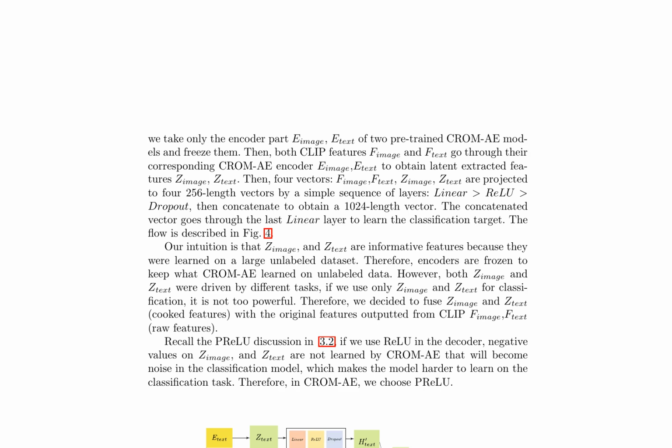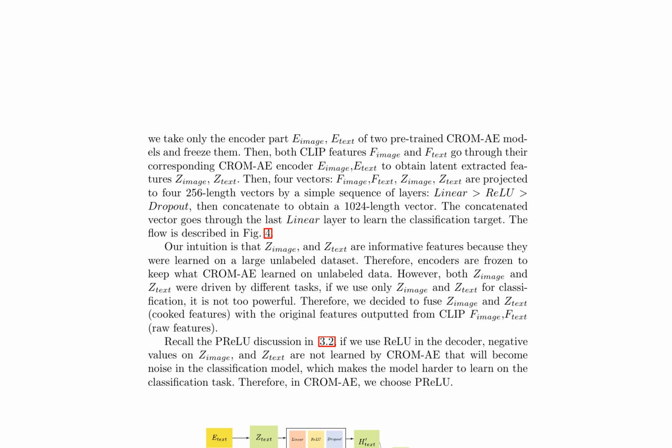The authors propose a novel architecture, RawNCook, for multimodal classification tasks, leveraging pre-trained CroMAE models to extract informative features from images and texts. The model takes the encoder part of two pre-trained CroMAE models, freezes them, and uses them to extract latent features from CLIP features. These features are then projected to 256 length vectors, concatenated, and passed through a final linear layer to learn the classification target.